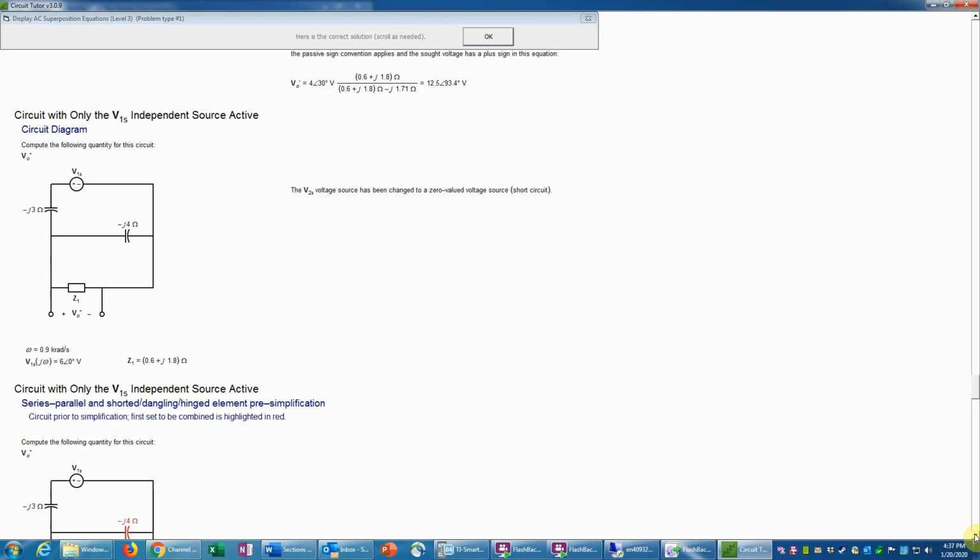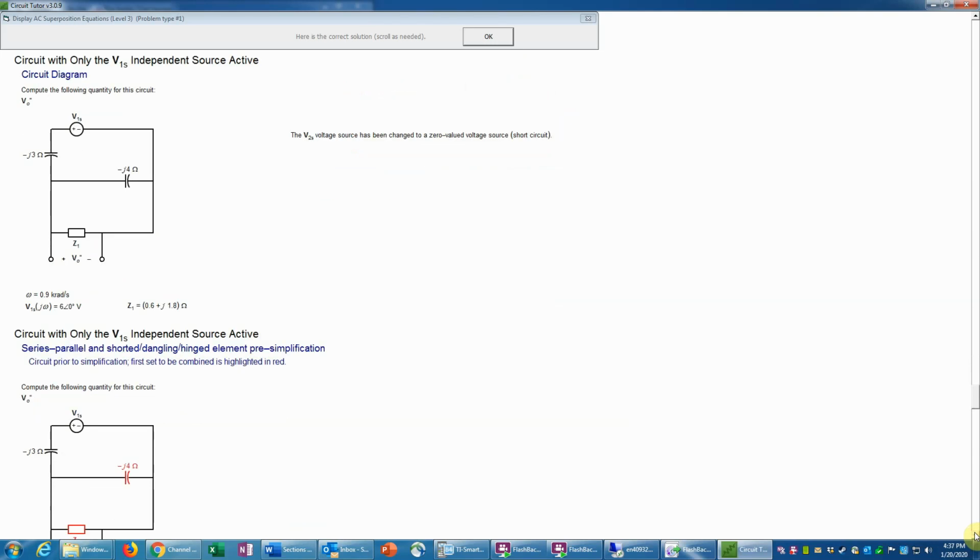So now, again, we want to try to make this into a single loop or single node pair circuit. And again, this is why we did some of that simplification before we started doing superposition. Otherwise, we would have to do that same simplification that we did originally in two different child circuits, and that would just increase the amount of work. So it's always best to simplify before we start killing sources.